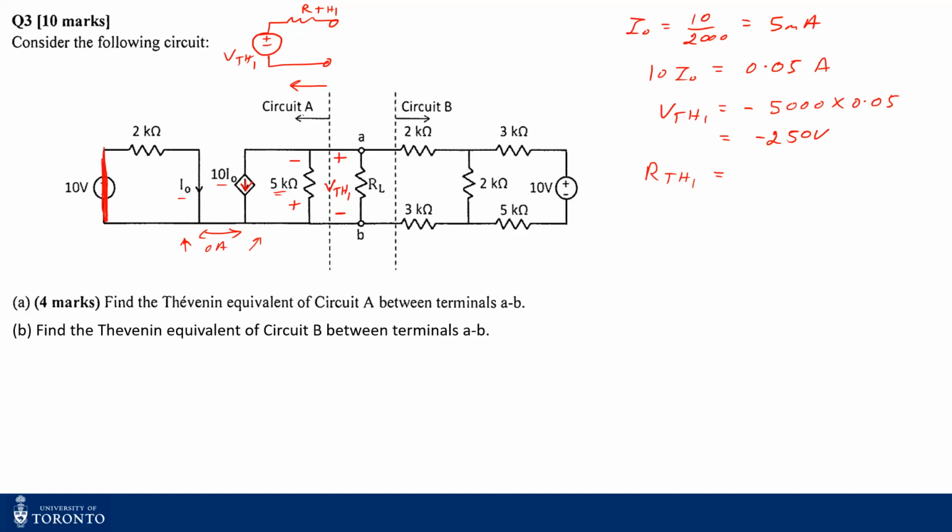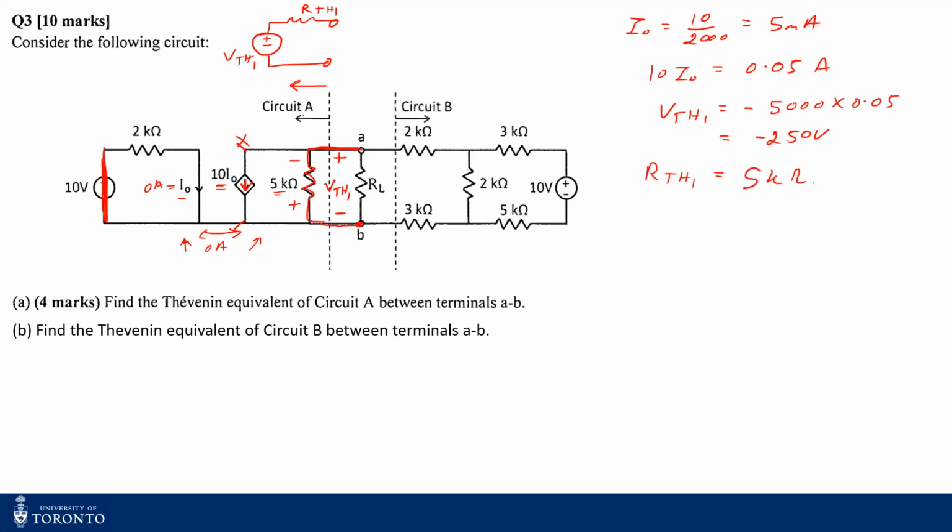Now if this is a short circuit, what's my I naught? My I naught is 0 ampere, right? If my I naught is 0 ampere, then this source, which is 10 I naught, is also 0 ampere. So the dependent source is considered turned off, and it is out of the circuit. So you see, I have only this 5 kilo ohms across my terminals. Therefore my RThevenin 1 in this case is just 5 kilo ohms.